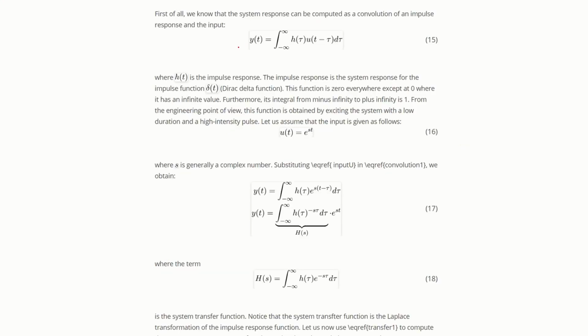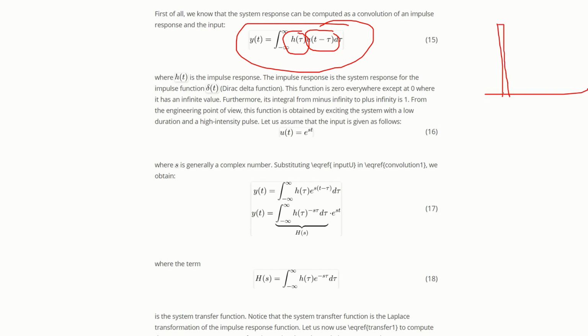So before we explain frequency response, we need to introduce the concept of a transfer function of a dynamical system. First of all, we know that the output of the system can be represented as a convolution integral of the impulse response function and an input. So the impulse response function is nothing less than the response of the system to the impulse function. So the impulse function has the following form.